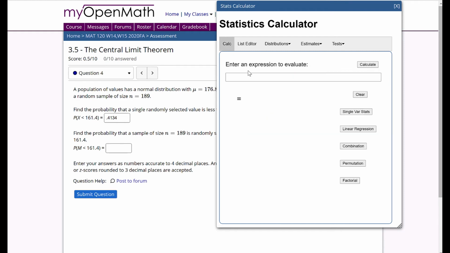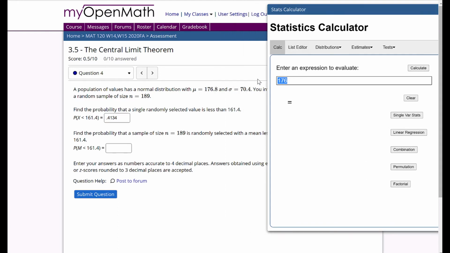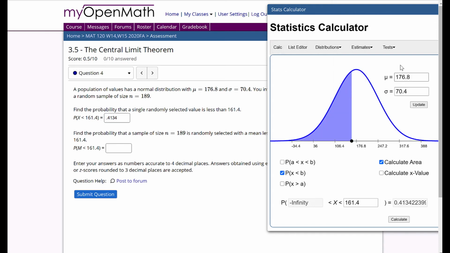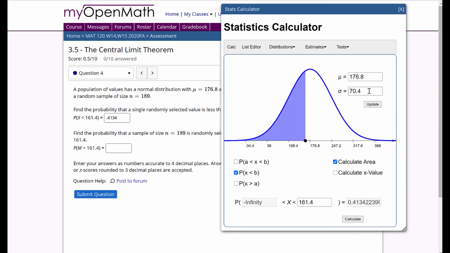Now you could come over to the calc menu and you could take not 176, but 70.4 it was. You could take 70.4 divided by the square root of 189, and that would give you about 5.12. You don't want to round that off if you do it this way. Take this full number and then enter it as your new standard deviation.